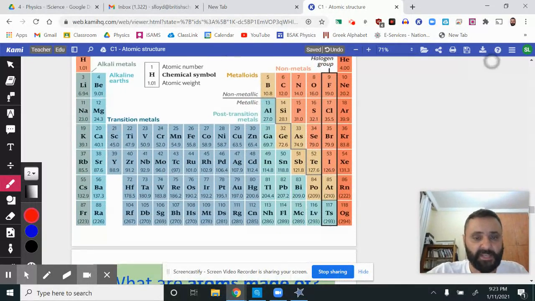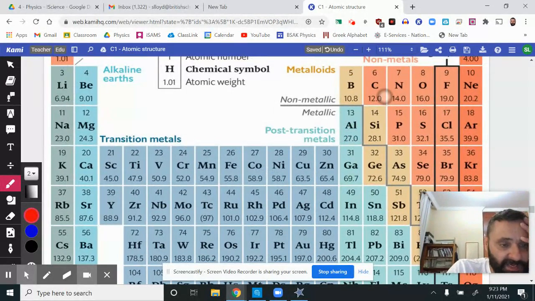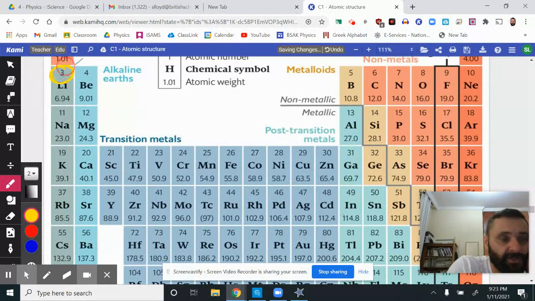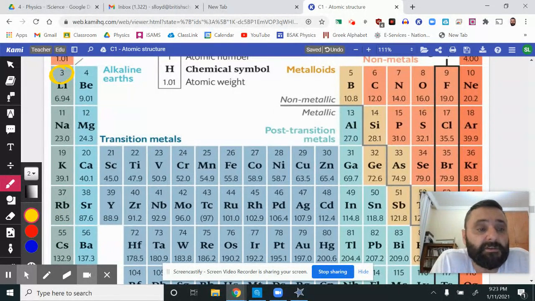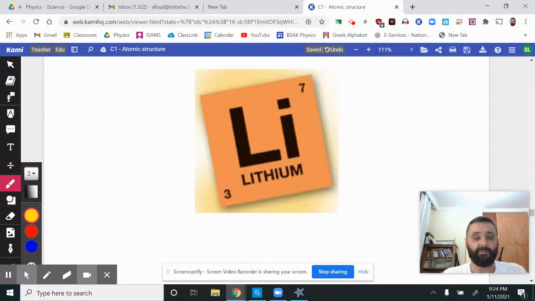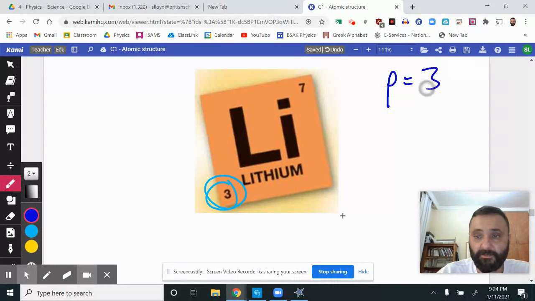Okay, there's a periodic table. That's all the naturally occurring elements. Now, these numbers tell us what's inside each atom of each element, and it tells us how many of each. The number we're going to look at first is this one. There's always two numbers. The smaller of the two numbers is called the atomic number. If you remember, that tells us the number of protons. So let's have a quick recap on lithium. So the number of protons in lithium is 3.